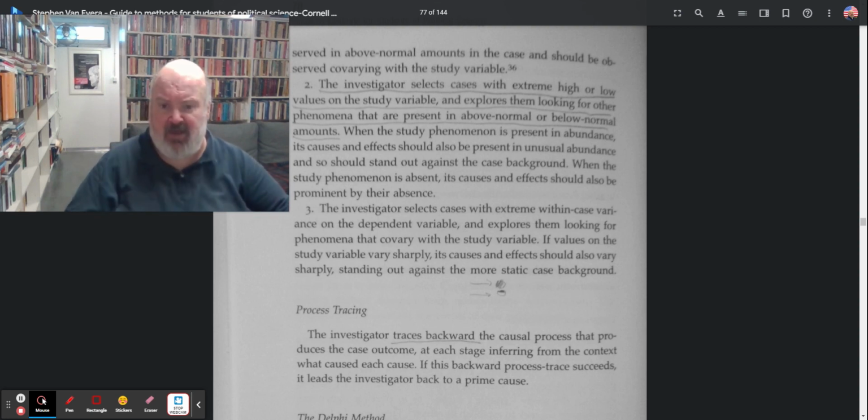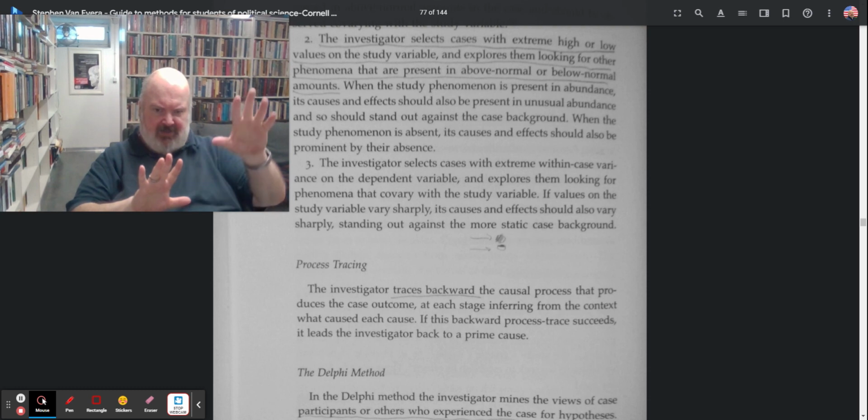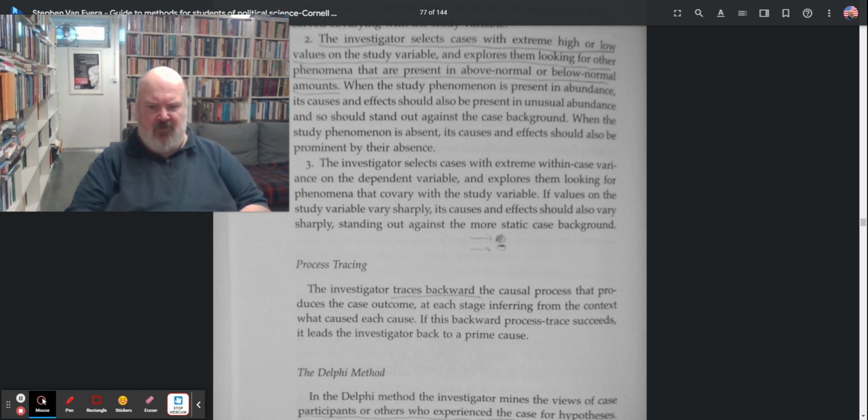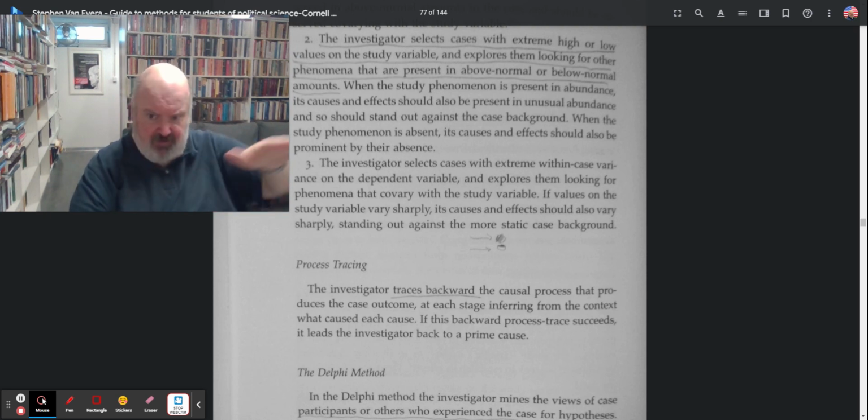Number three, the investigator selects cases with extreme within case variance on the dependent variable. So a case that has an extreme variation in the dependent variable, and explores it looking for phenomena that covary, in other words, that vary in the same way as the study variable. So we're looking at a dependent variable within case, and this is the study variable in that sense. With an extreme case, there should be an extreme covariance. If values on the study variable vary sharply, its cause and effect should also vary sharply.